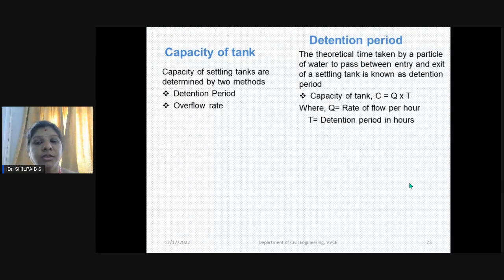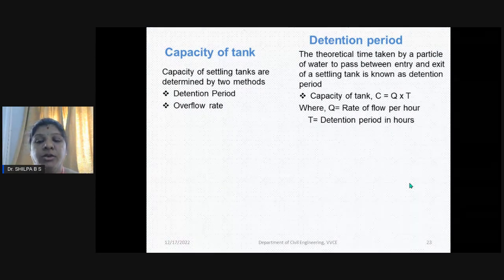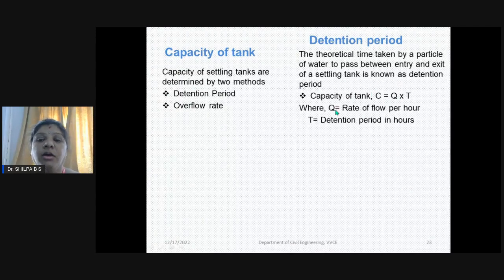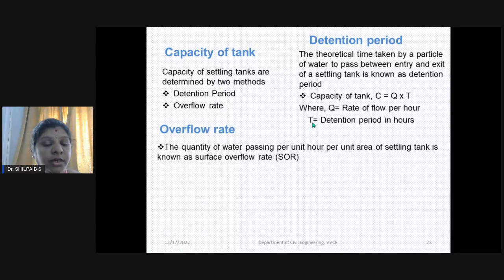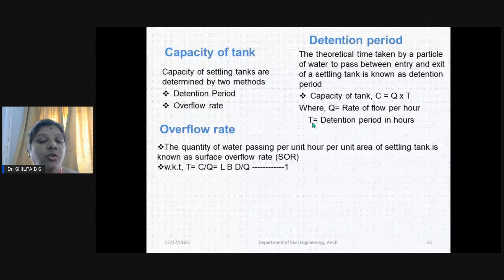Detention period is the theoretical time taken by a particle of water to pass between the entry and exit of the settling tank. Here the capacity of the tank can be calculated using the relation Q into T, where Q is the rate of flow per hour, whereas T is the detention time period in hours that we allow the particle to be retained in the tank. Next is overflow rate. It is the quantity of water passing per unit hour per unit area of the settling tank. In common, we refer to that as the surface overflow rate.